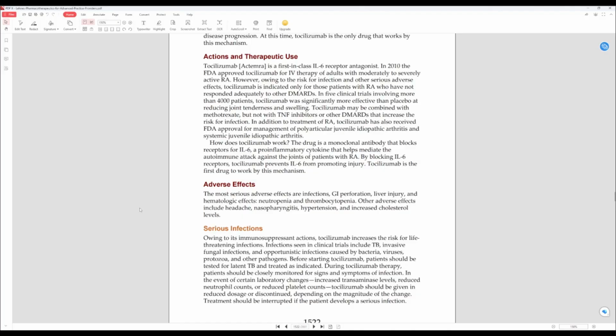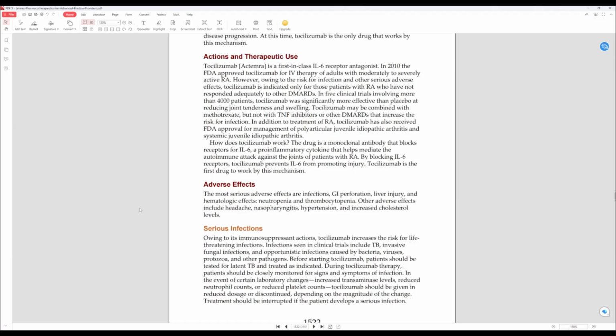In 2010, the FDA approved Actemra for IV therapy of adults with moderate to severe active RA. However, owing to the risk for infection and other serious adverse effects, tocilizumab is indicated only for those patients with RA who have not responded adequately to other DMARDs.